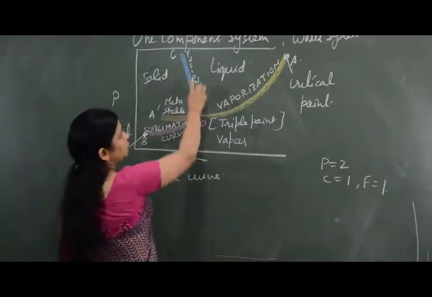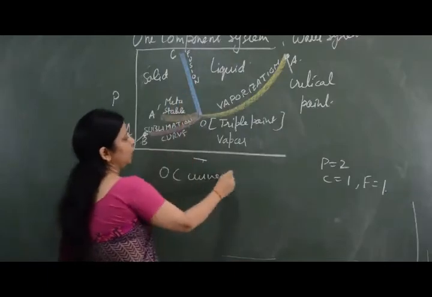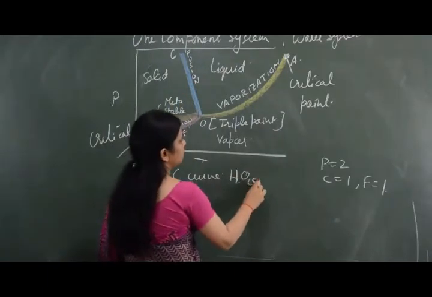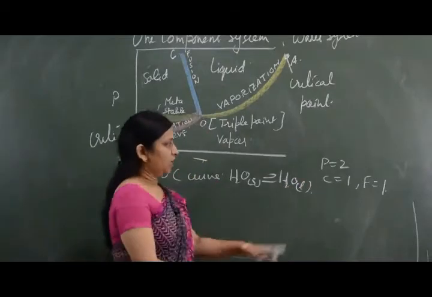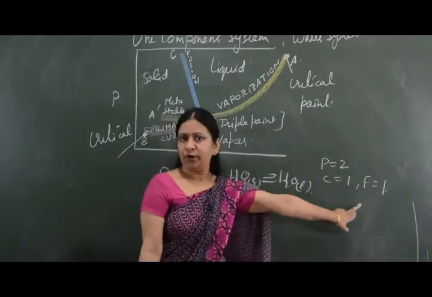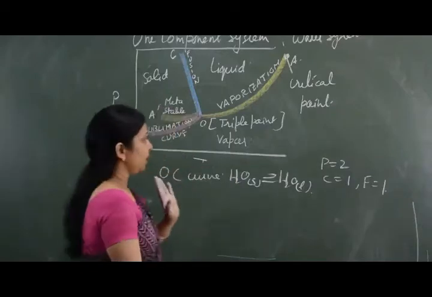The OC curve is also known as the fusion curve. The equilibrium is between water in solid state and water in liquid state. So phase is 2, component is 1, degree of freedom is 1. That is going to remain same.